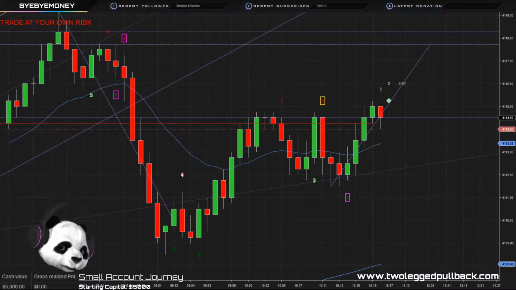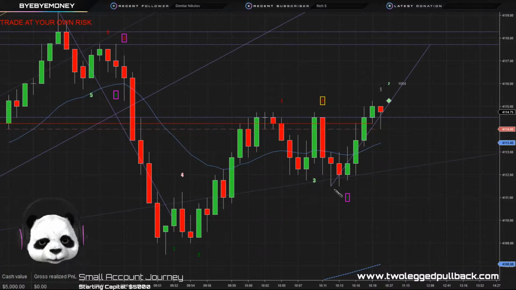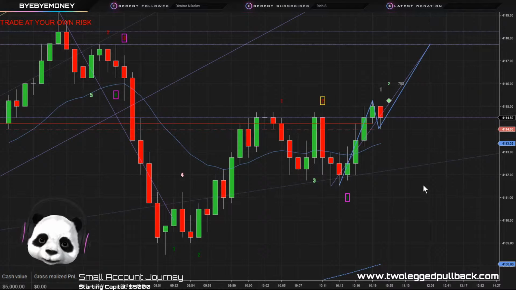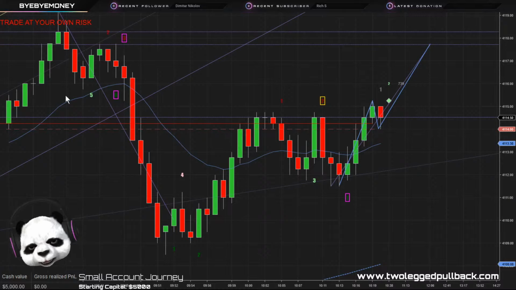All right, so let me go read some of your chats. My next move, I might be interested in a setup like this: a two-legged pullback to the measure move. And if I get a good signal bar at this measured move, I'll be very interested, because I think it's going to reverse here rather than break through and make a brand new high. It could make a brand new high, but I think that brand new high will fail as well because of the price action that we've been seeing. This is not indicative of a strong trend. This is more indicative of a trading range.